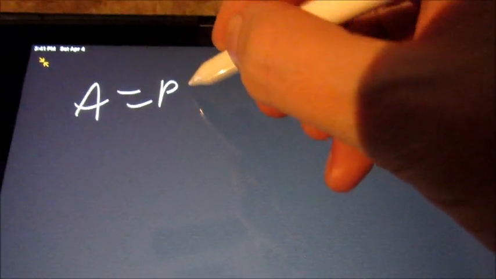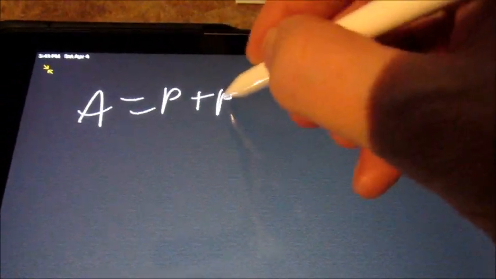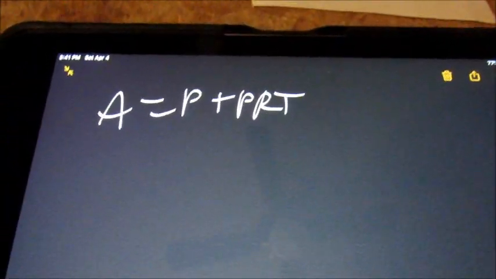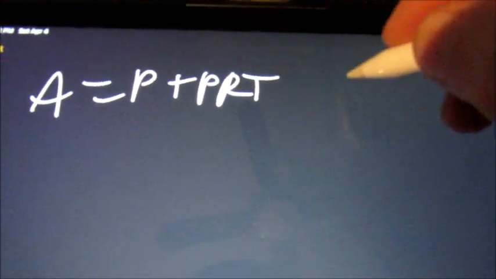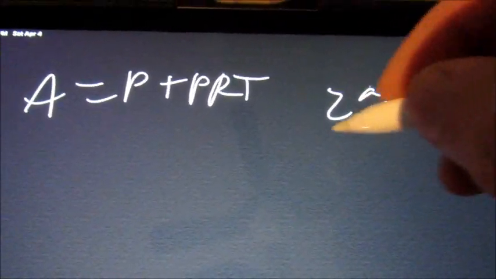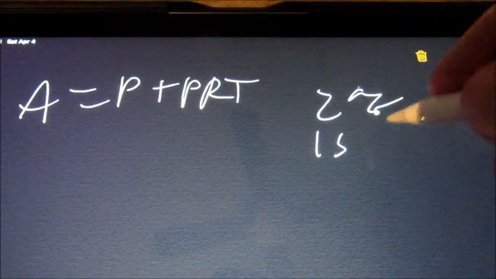Okay, so the next one is the amount that's in an account after so many years drawing simple interest. So our amount equals our principal, what we started with, plus PRT, which is the interest. And we did this equation before. But let's say that we're getting 2% for 15 years.